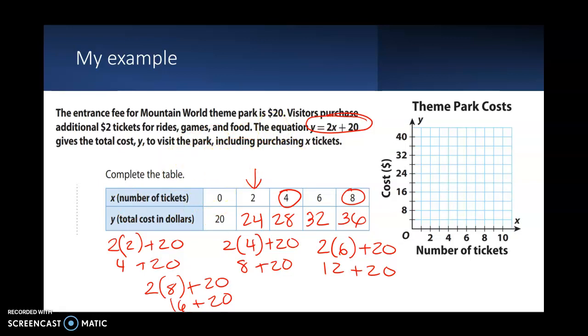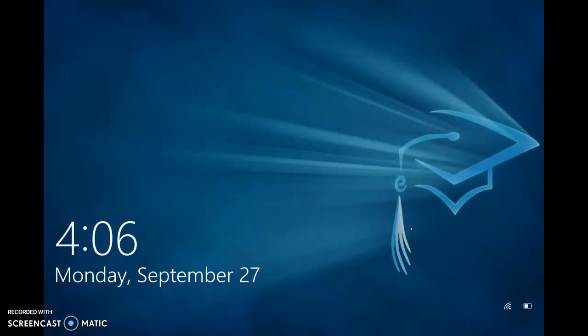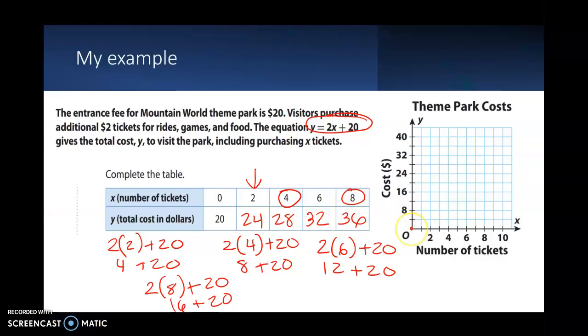So how you graph these is you start at 0, 0. Oh, I don't know if that paused. I just closed out my screen. So, anyway.